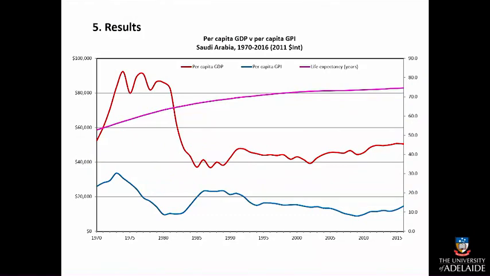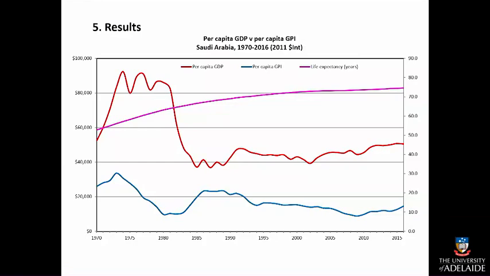Just to give you some idea of how else the GPI can indicate the welfare effect of economic, environmental and social policies that aren't properly reflected by per capita GDP. This is a bit of a crude estimate at this stage. I've got to modify this one, but this is the per capita GDP versus per capita GPI of Saudi Arabia.